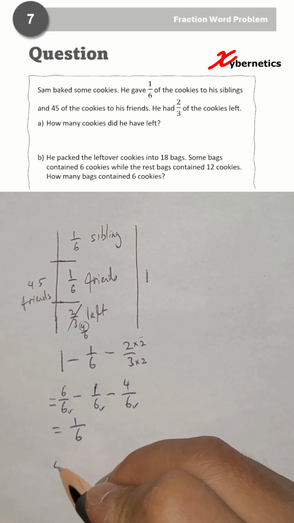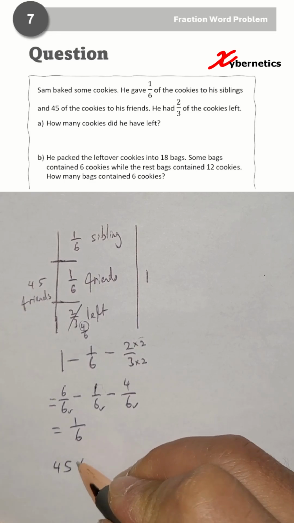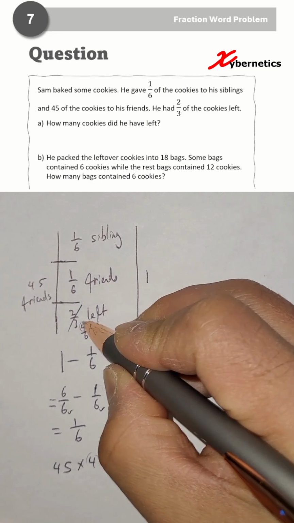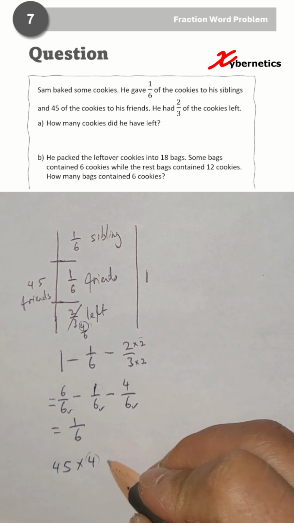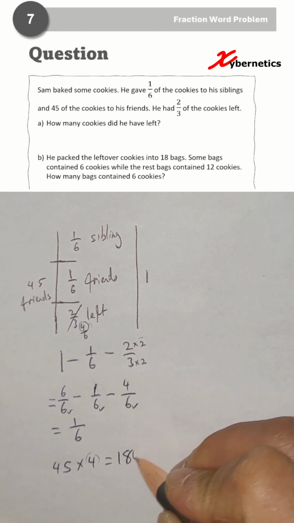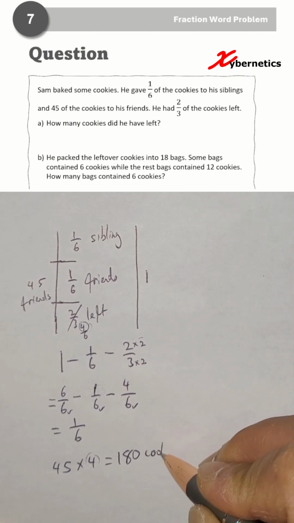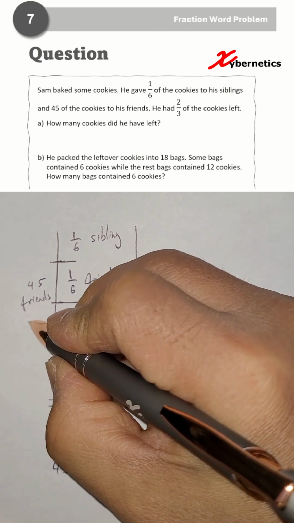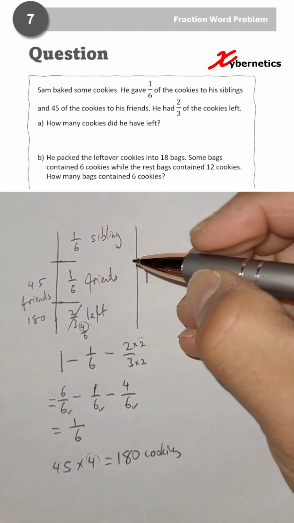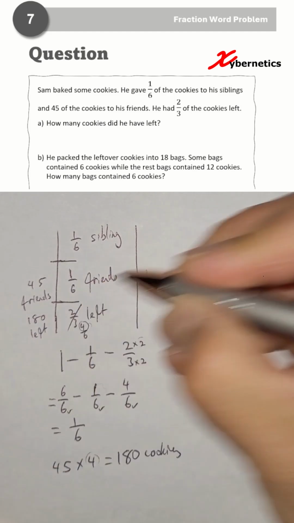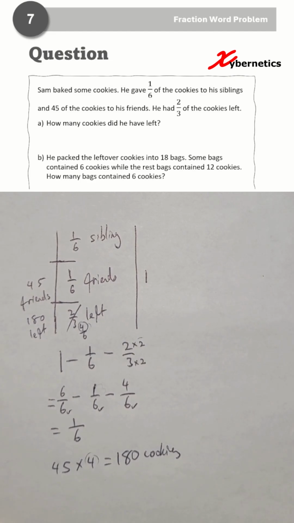So basically, the math becomes pretty straightforward. 45 times 4, this 4 came from here. And then we get a value of 180 cookies. So the 180 cookies was left. That's the answer for part A itself.